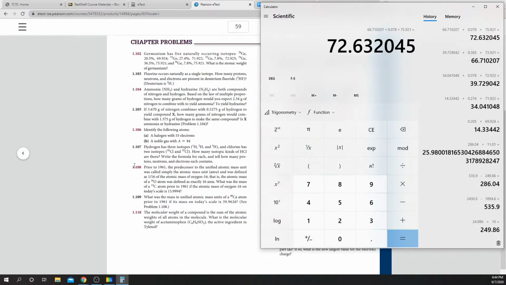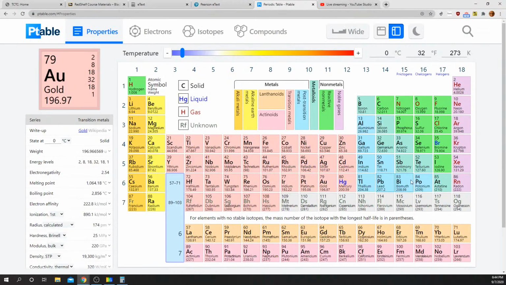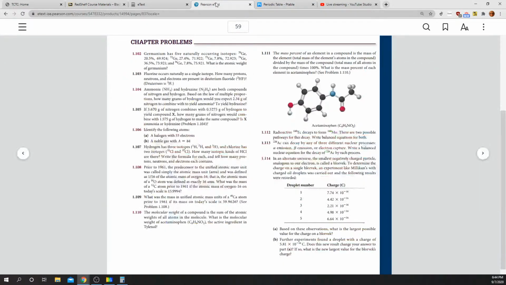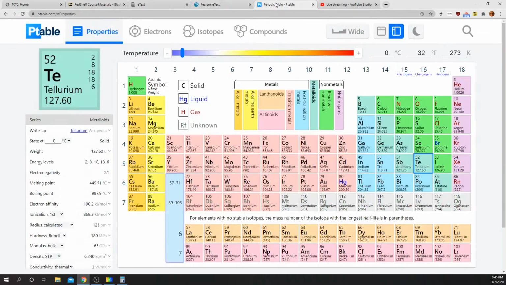All right, 106. Identify the following atoms. A halogen with 53 electrons, that's going to be the iodine. Iodine in its native state. Boom. Neutral iodine. A noble gas with A equals 84. I believe that would be xenon.